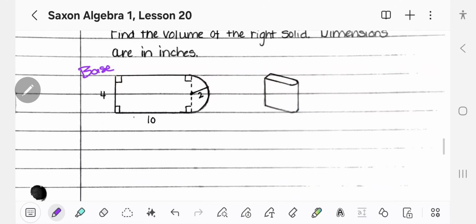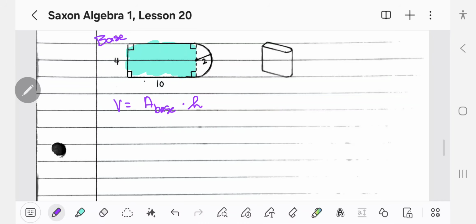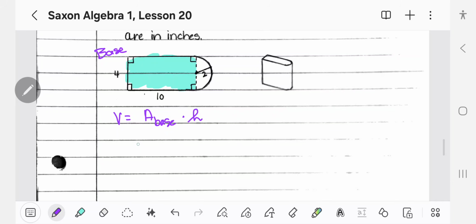So we know that to find the volume, it's going to be the area of the base times the height. And we can find the area of the base by dividing that base up into two shapes that we know. We know that it is that rectangle, which is length times width.